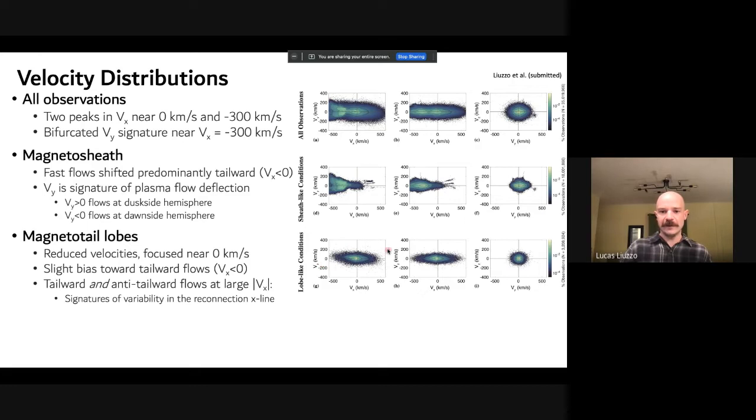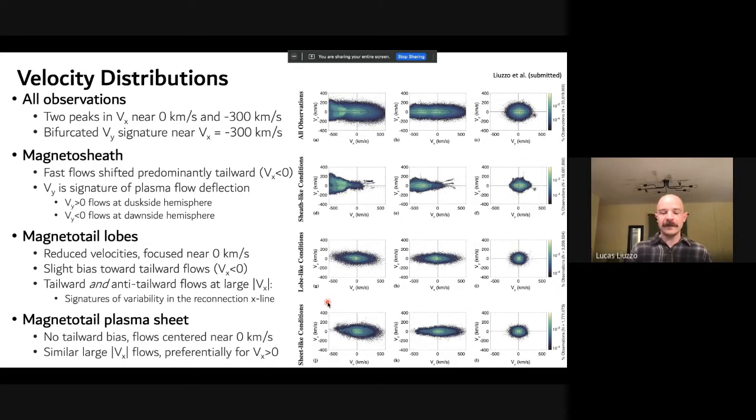So what's interesting is that we see these signatures of reconnection at the moon, with a tendency of the reconnection being either closer to Earth or further from Earth than the moon. In the magnetotail plasma sheet, we see the same type of feature, these reconnection-associated velocities. But we also see on average that the flows are located much closer to 0 kilometers per second. So on average, these flows in the plasma sheet are reduced compared to the lobes, and especially compared to the magnetosheath flows.